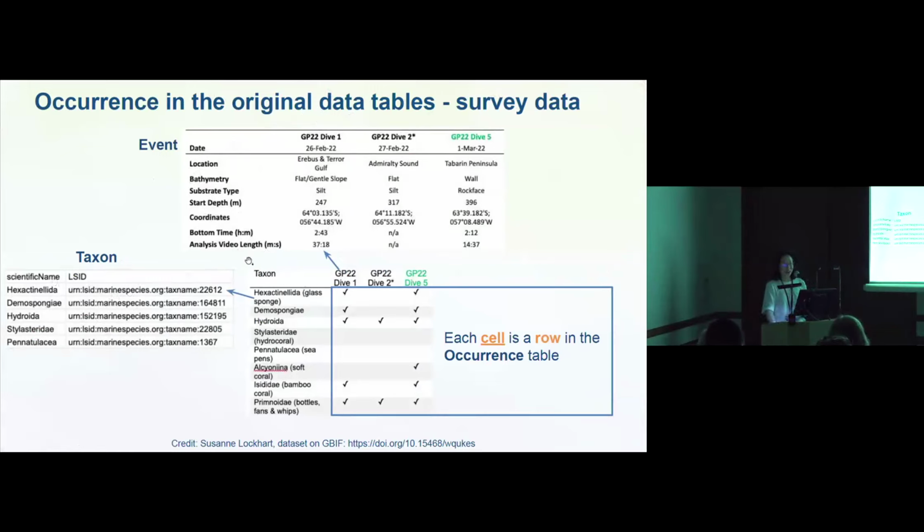And then she marked, if the taxon is detected in the dive, there will be a tick, otherwise it's empty. So each of the cells is actually a row in the occurrence table.